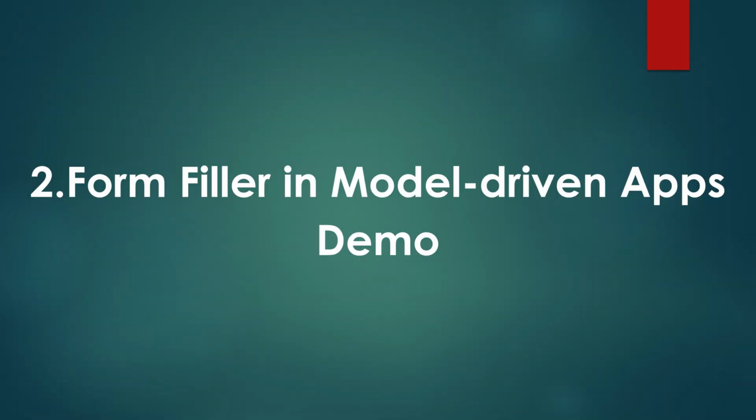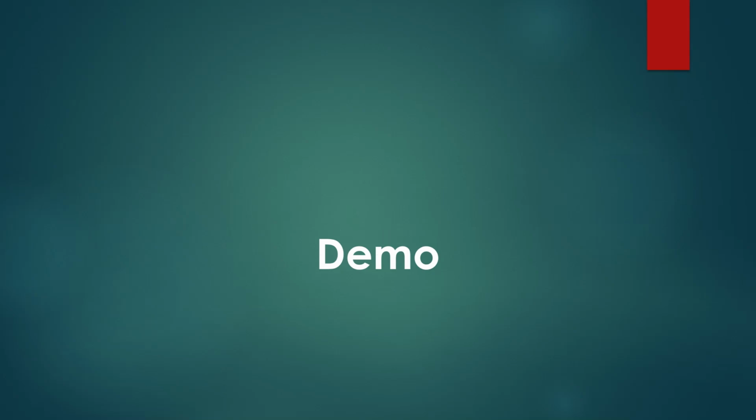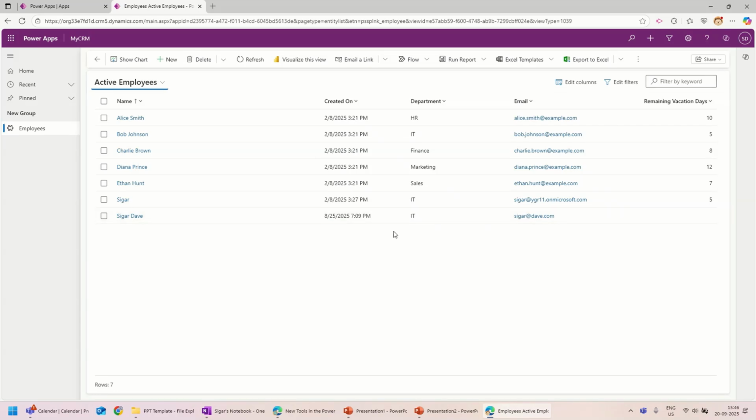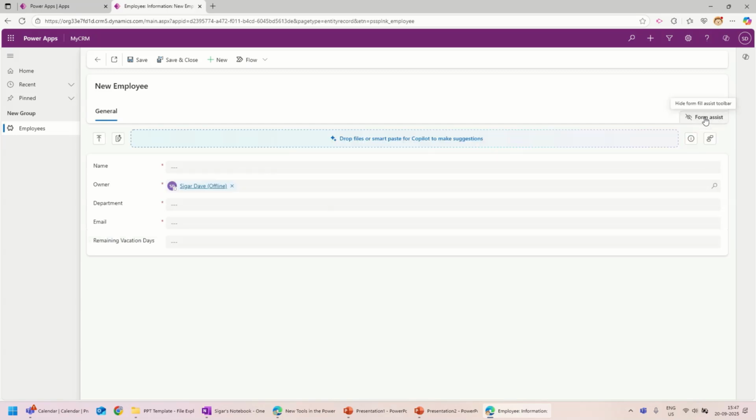Okay. The second feature is form filler in the model-driven apps. Let's see that in action in a demo. So now I am going to switch to the second feature, form filler in the model-driven apps. I am in the model-driven app application, and when I'm trying to add a new employee in this app, which has employees as an entity, you will see this option, form assist. It is a form fill assist toolbar. When I click on it, you will see this type of proper UI interface.